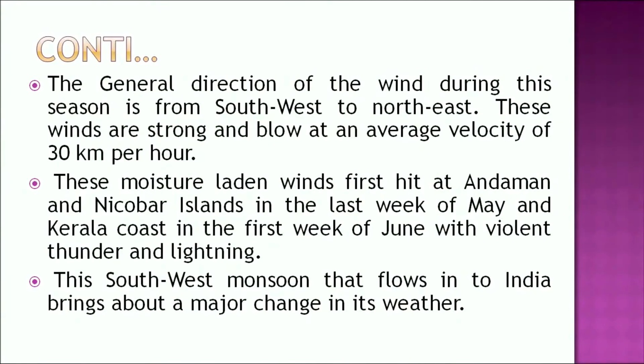The general direction of the wind during this season is from southwest to northeast. These winds are strong and blow at an average velocity of 30 km per hour. These moisture-laden winds first hit the Andaman and Nicobar Islands in the last week of May and the Kerala coast in the first week of June with violent thunder and lightning. The southwest monsoon that flows into India brings about a major change in its weather.